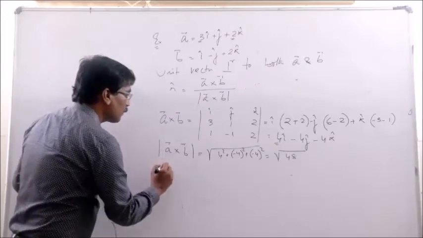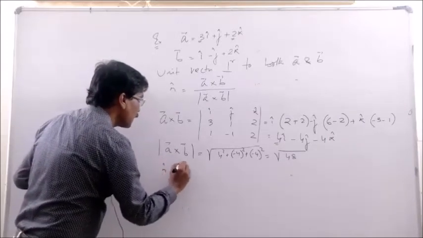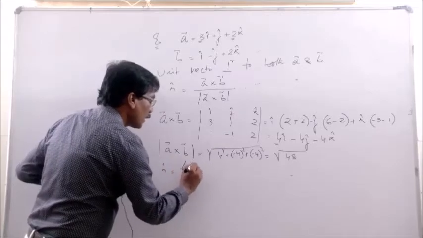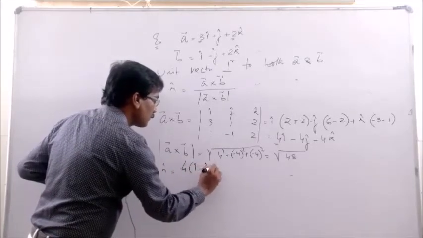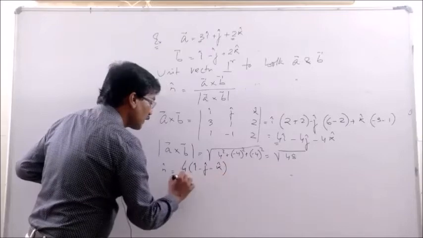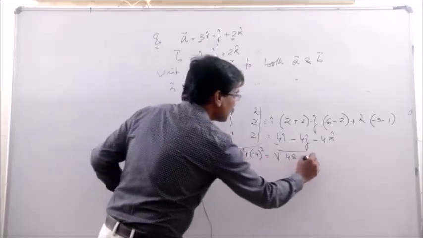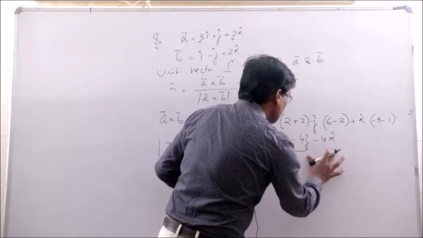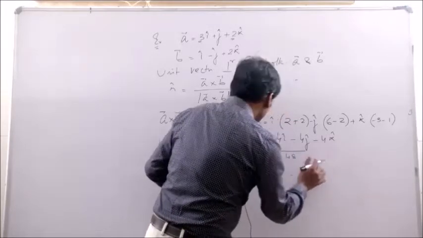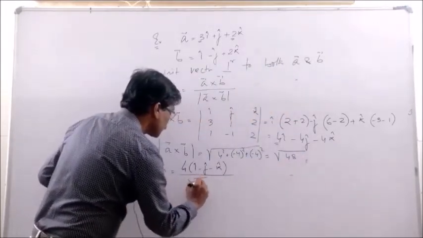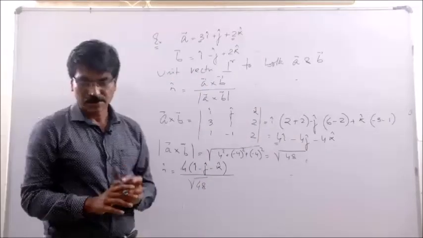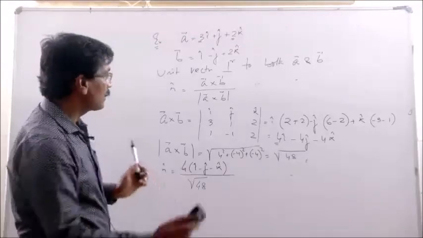So, n cap will be A cross B, that is equal to taking 4 common, i cap minus j cap minus k cap, divided by root over 18, that is equal to root over 48. So, that is n cap, which is perpendicular to the plane containing A vector and B vector.